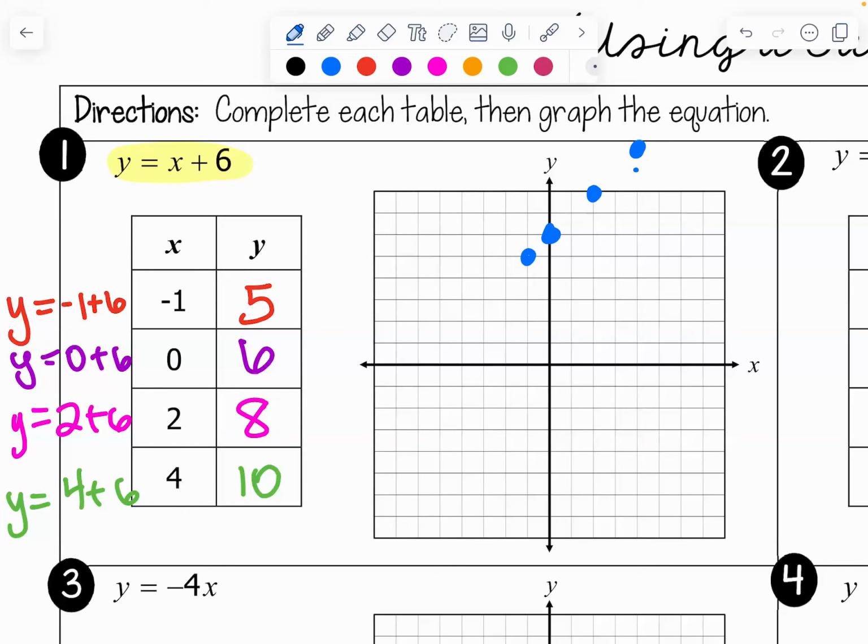The good thing is these form a line. So what I want you to do is connect the dots and make a line. And something that's cool about lines is they keep on going forever in both directions. So I want you to put arrows to signify we can keep going. There's an infinite number of points on this line, but all we need to do is plot the 4 that I give you, connect the dots, and we're done.